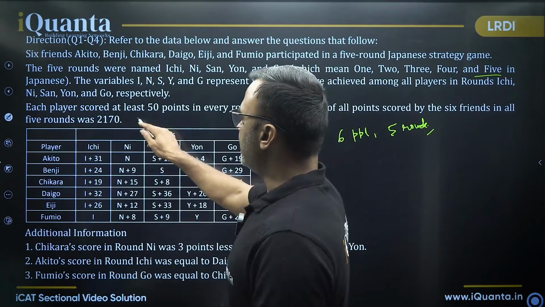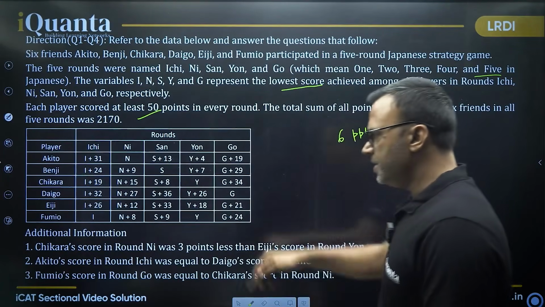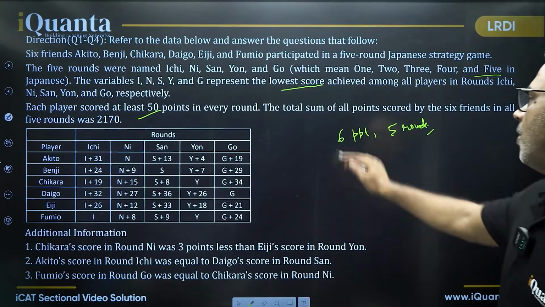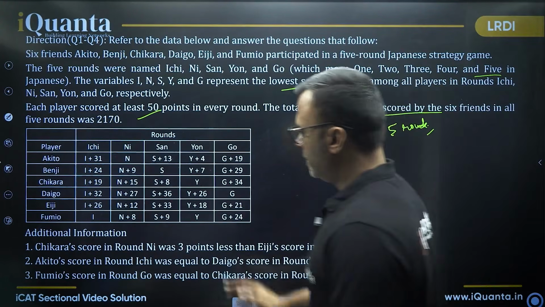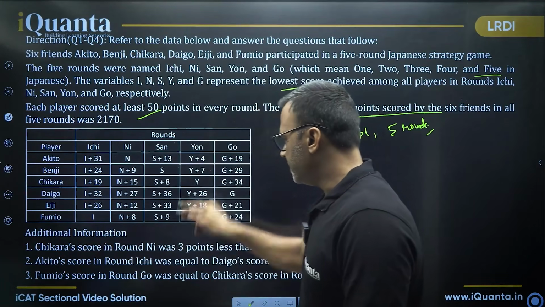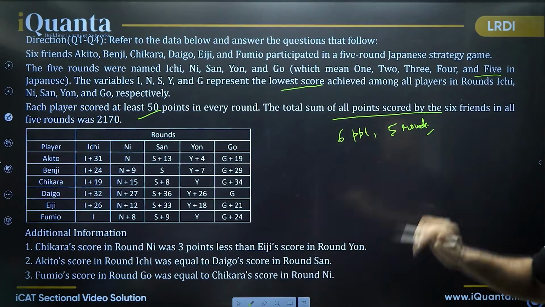Each player scored at least 50 points in every round. So each of these values here is 50 or more. The total sum of all points scored by the 6 friends in all 5 rounds is 2170. So you add this, you add this, you add this, and then you take the addition of all of them. That will come out to be 2170.